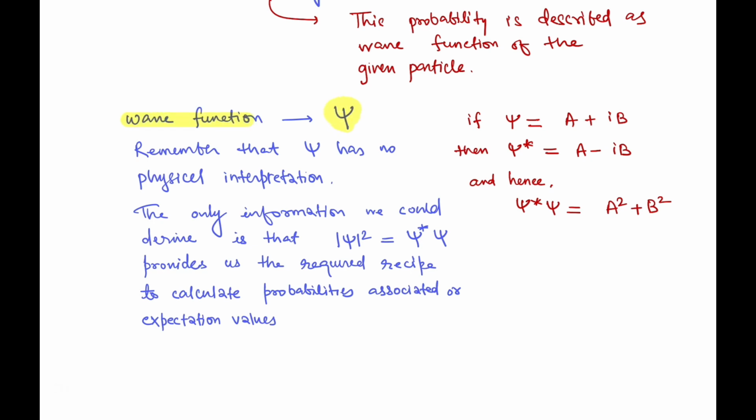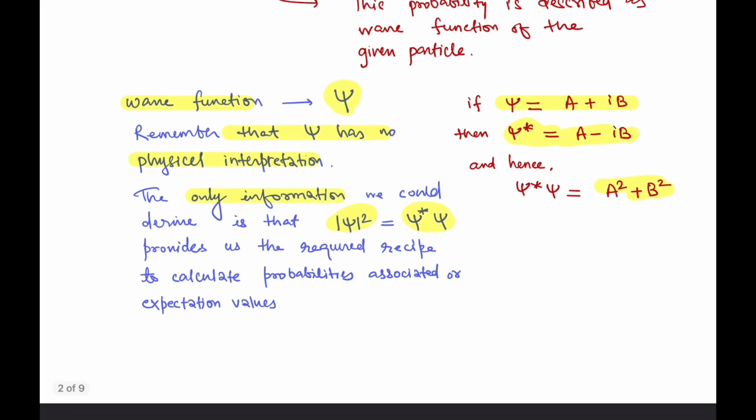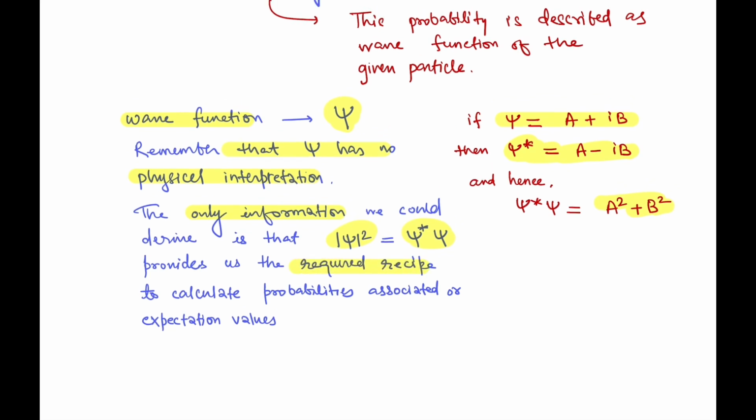It is denoted by psi, and remember that psi has no physical interpretation, like you cannot know what it is physically. The only information one may get is from the product of psi with its complex conjugate. Like if psi is a plus ib, then its complex conjugate is a minus ib, and when you multiply them, you get the magnitude of psi squared, that is a squared plus b squared. And that provides us the required recipe to calculate the probability or the expectation values associated.